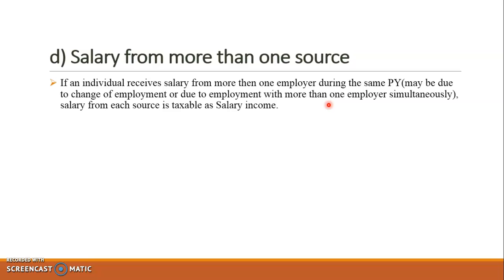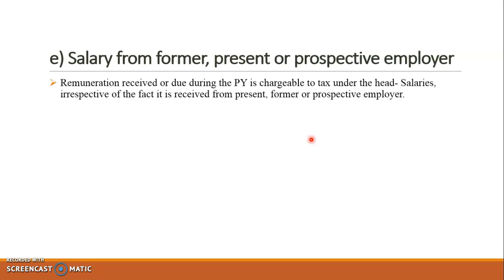But legally, if an employee is working full time, it is illegal if he is doing so under two employers. Full time can happen only with one employer at one time, not with two simultaneously. But in other cases it can happen, for example guest services and so on. So if something like this is happening from more than one source, it could be computed under the head income from salaries.